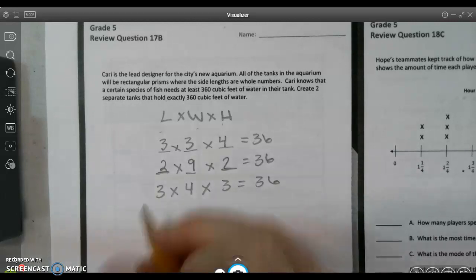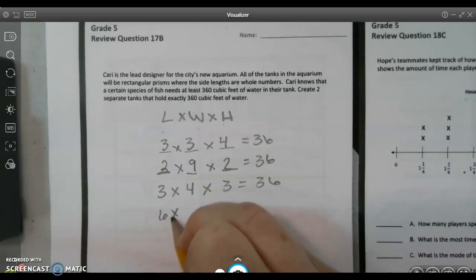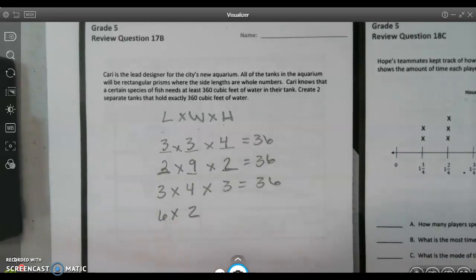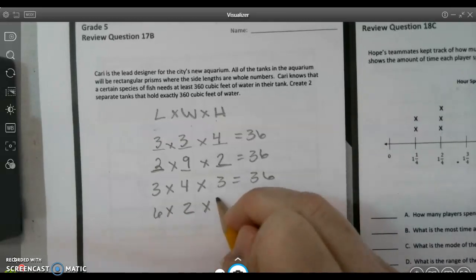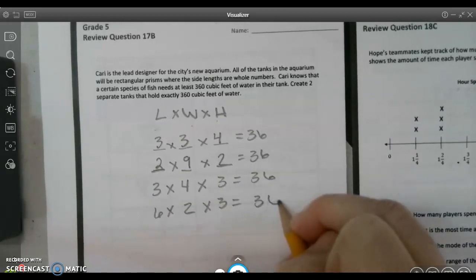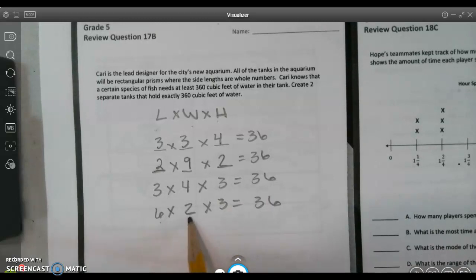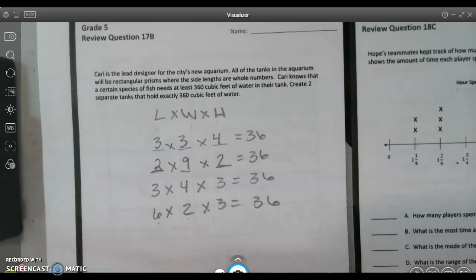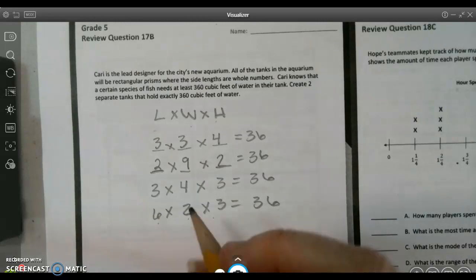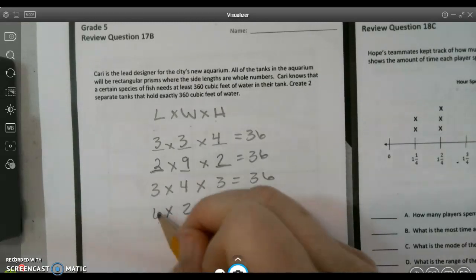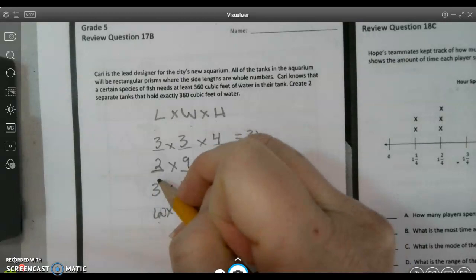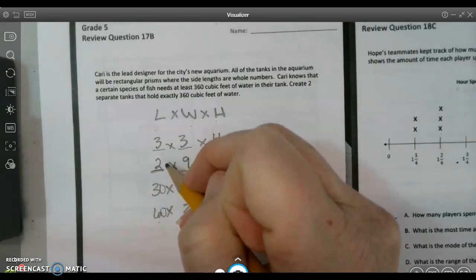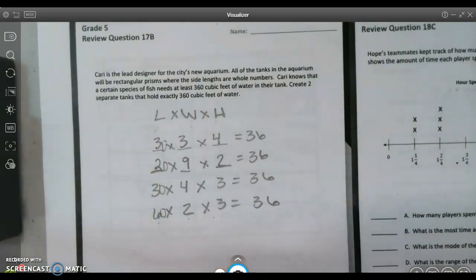Let's do another one. 6 times 2 is 12, right? Times 3 is 36. If our length was 6, our width was 2, and our height was 3, that'd be 36. Well, if we needed to equal 360, right, wouldn't we just make one of these add a 0? What if we added a 0 to that?